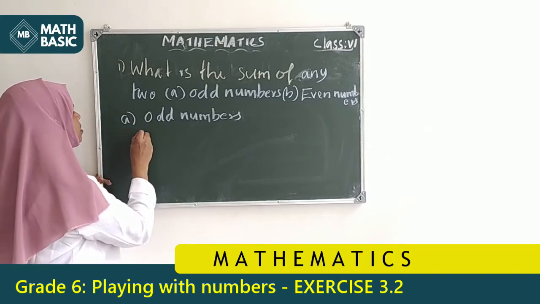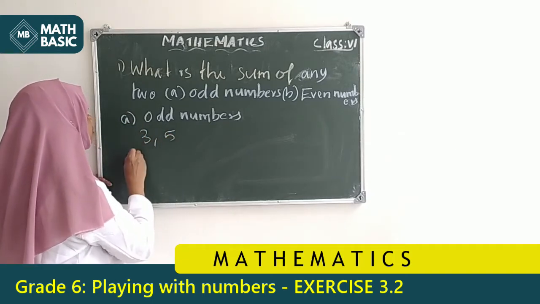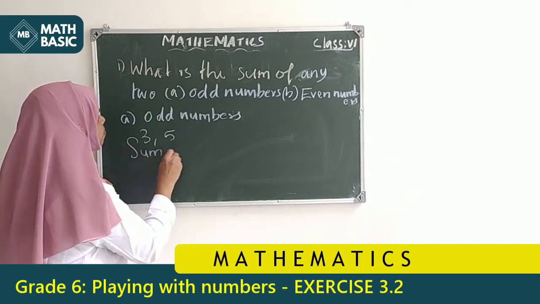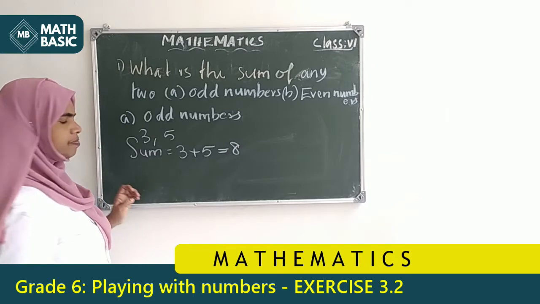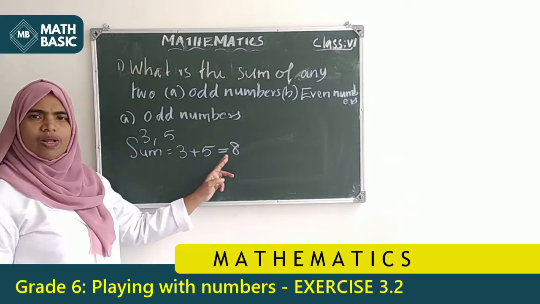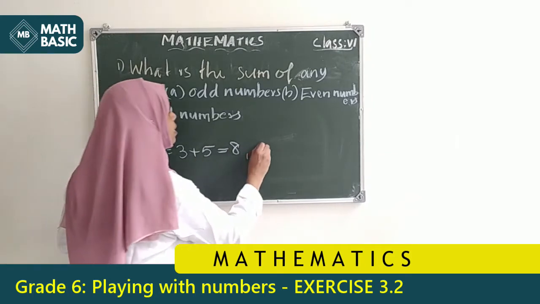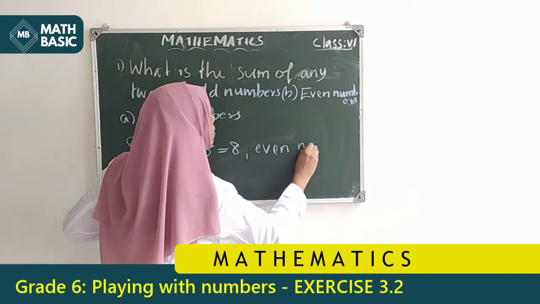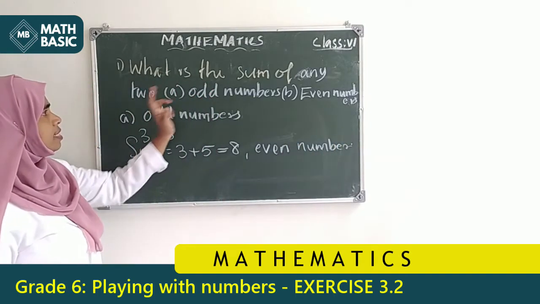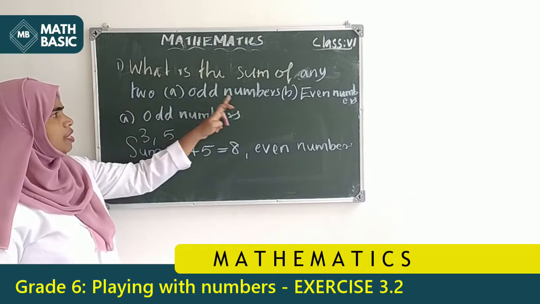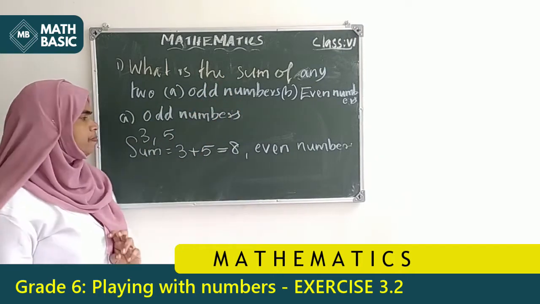Take two odd numbers 3, 5. Sum equals 3 plus 5 equals 8. 8 is an even number. So, you can say the sum of any two odd numbers is an even number.